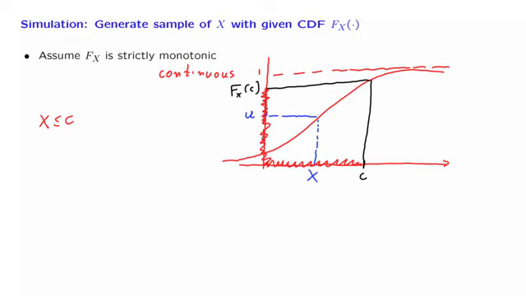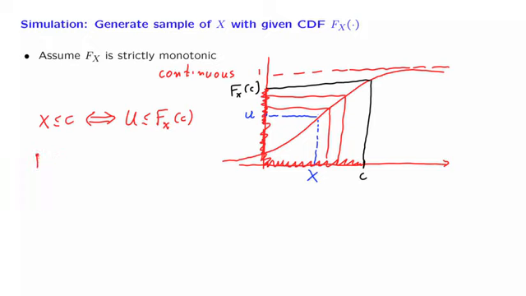Values of the uniform in this interval, these are the values that give me x's that are less than or equal to c. So the event that X is less than or equal to c is identical to the event that U is less than or equal to F_X(c). So this is how I'm generating my x's based on u's. We now need to verify that the x's that I'm generating this way have the correct CDF. So let's check it out.